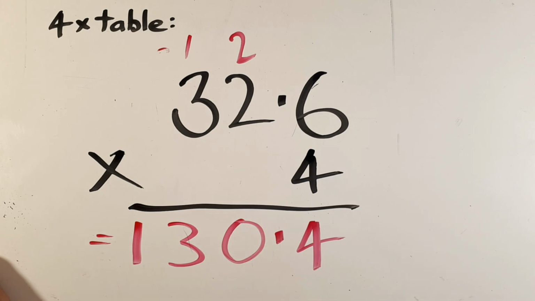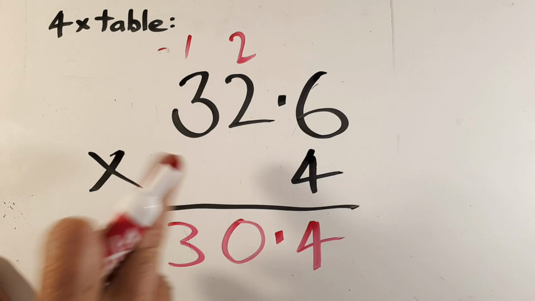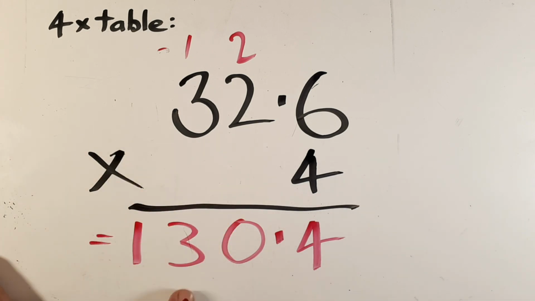4 times 3 is 12, 12 tens in this case, plus 1, 13. End up with 130.4. Now if there wasn't a decimal point there, it would be 326 times 4 equals 1304. The maths works exactly the same. The only difference is we've got a sneaky little decimal in there.